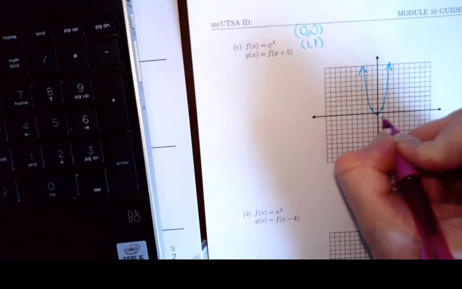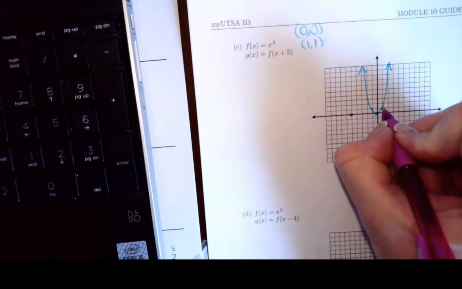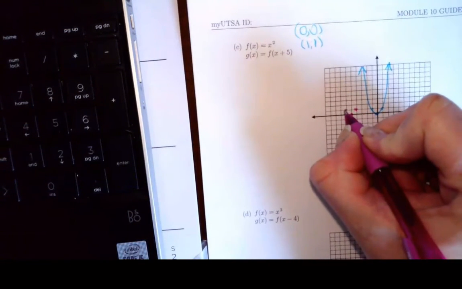1, 2, 3. Hang on, I just lost it. 1, 2, 3, 4, 5. And I'm going to grab this one. 1, 2, 3, 4, 5. Which means I can grab that one as well.